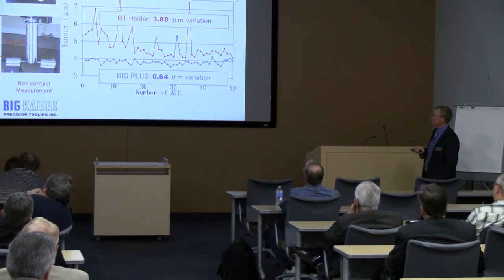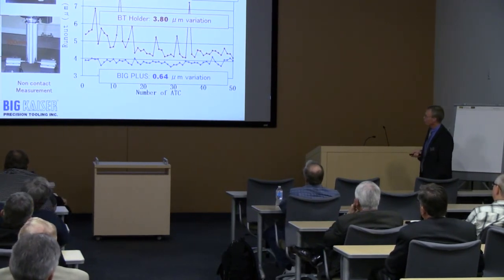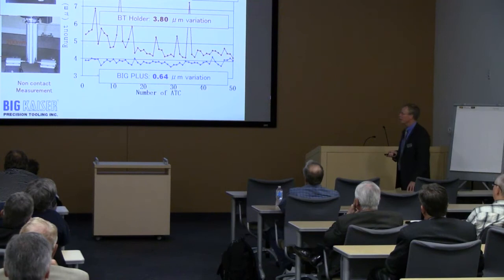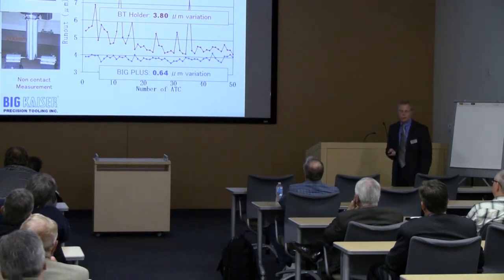So in radial accuracy, when you're trying to really get below 10 microns, dual contact is where to go. Over that, you have pretty good reliability with taper contact only.